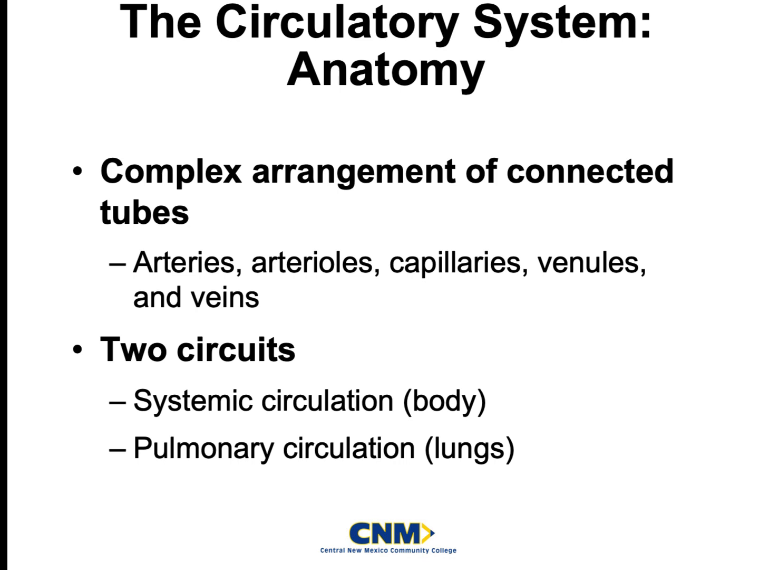We do technically have two different circuits in our body. We have systemic circulation, which provides all of our body with blood, and then we have pulmonary circulation, which is completely different, which is where gas exchange occurs for us, the onloading of oxygen and the offloading of CO2.